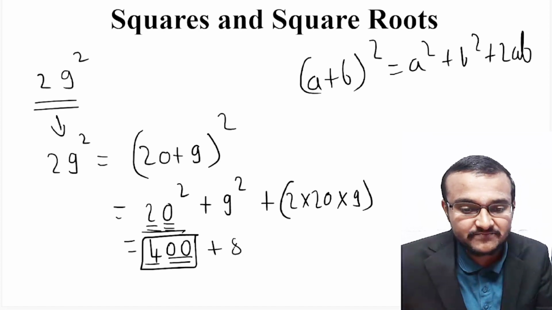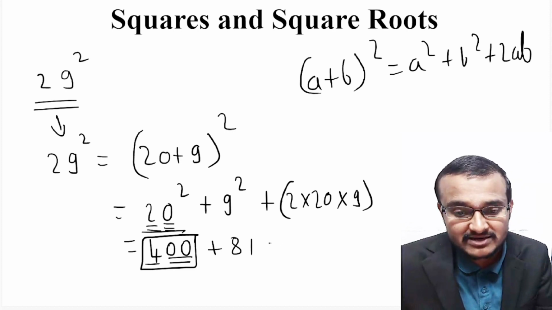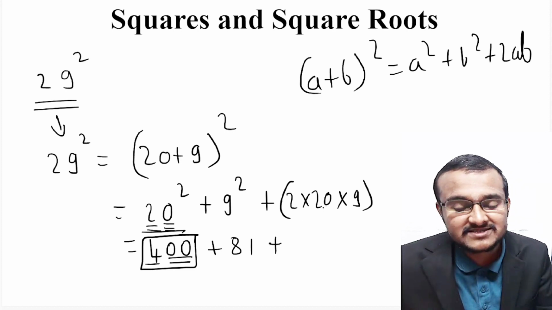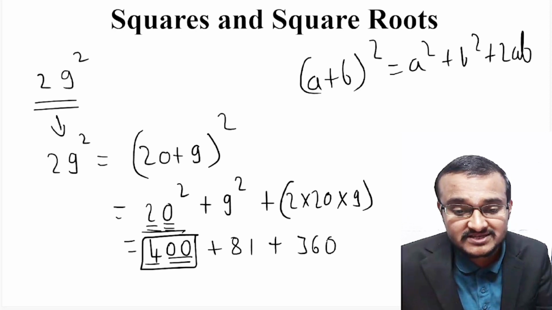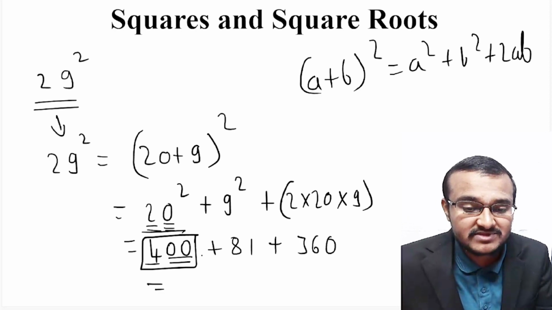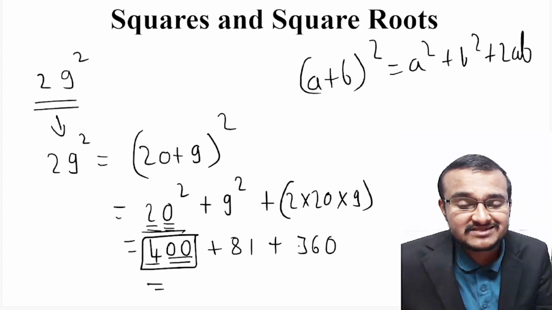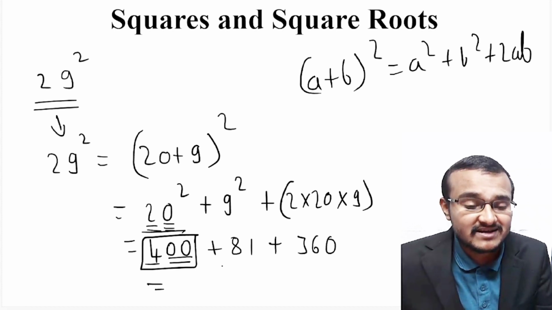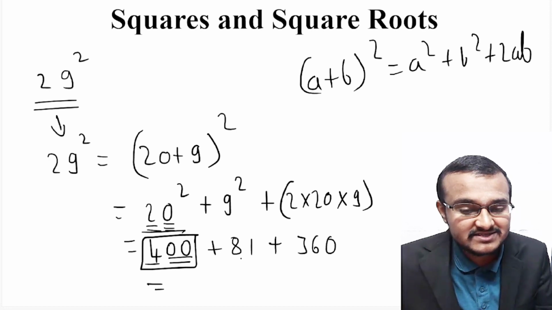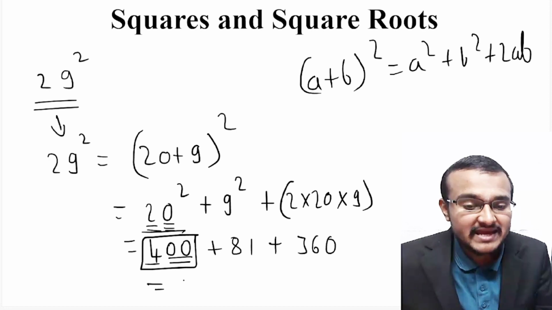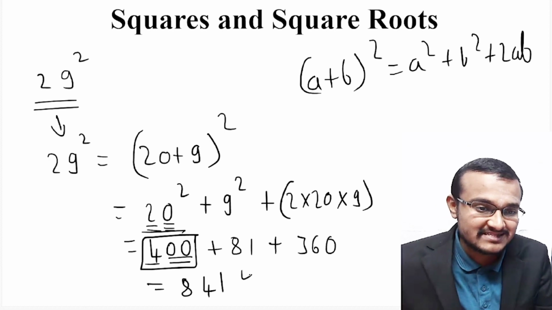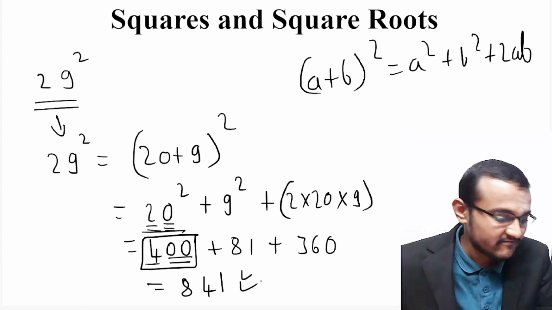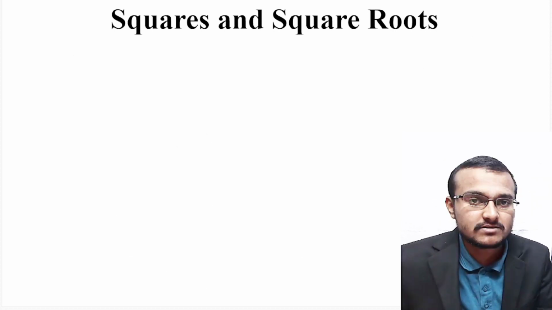9 square is very easy because 9 into 9 is 81, plus 2 into 20 is 40, 40 into 9, 9 4s are 36, so 360. Now you can easily perform this particular addition. So 400 plus 360 will be 760. 760 plus 81 will be 841. So the answer for 29 square will be 841.